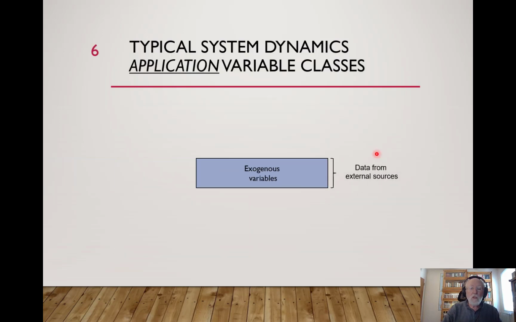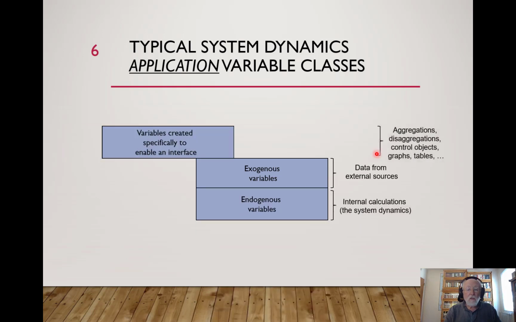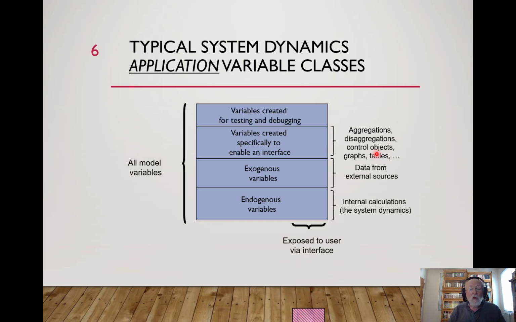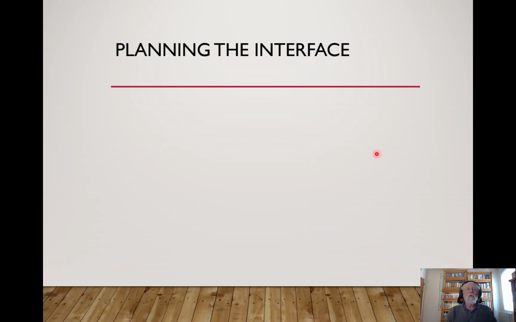Okay? These are the typical sources of data: exogenous data, the system dynamics, variables created to enable your interface, and then variables you might create for testing and debugging. And that last category are variables that you can remove from your model and it will continue to run well and correctly. And I'm just slowly bringing this in to say you have to make a conscious decision. What will you expose to your users?